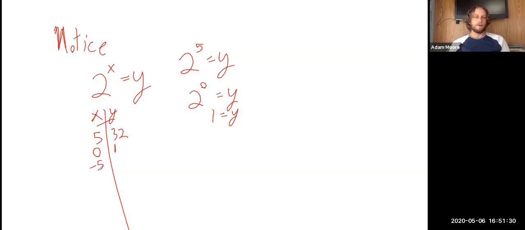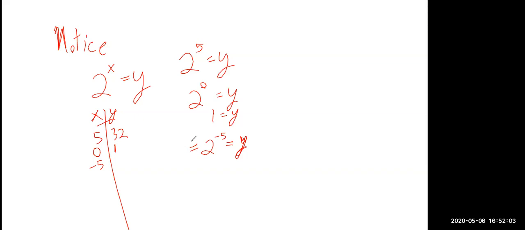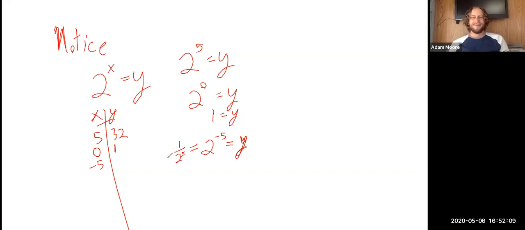So what if I plugged in a negative for x? I feel like that's not as big a deal either. 2 to the minus 5. It's weird, but we can do it. What do you guys remember about 2 to the minus 5? How do I handle that? Do you turn it into like a fraction? Yes, that's right. Very good. Right on the money.